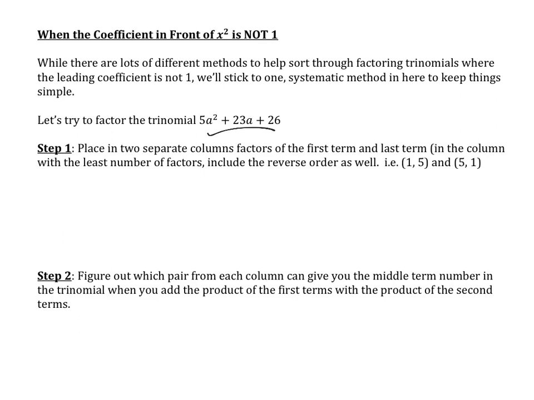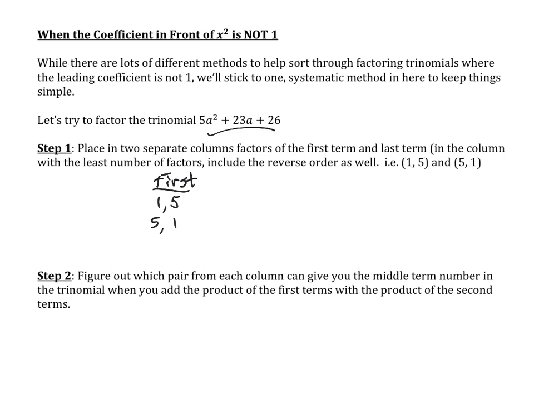Step 1 in this method says place in 2 separate columns factors of the first term and last term, and in the column with the least number of factors, include the reverse order as well. That kind of makes sense as we work through this. So let's take a look at the first term, the 5a squared. What are factors of 5? Well, it could be 1 and 5. Since I know that 5 has fewer factors than 26, this is the column I'm going to use the reverse order in. So there's 1 and 5, but it also could be 5 and 1.